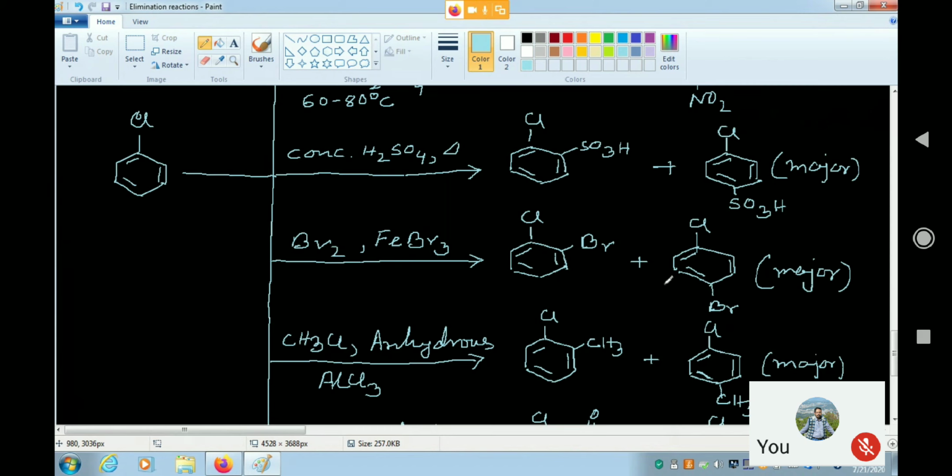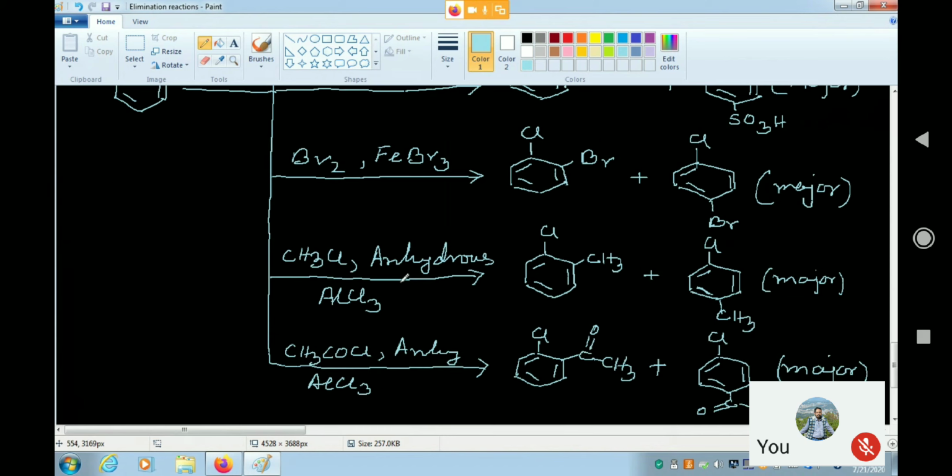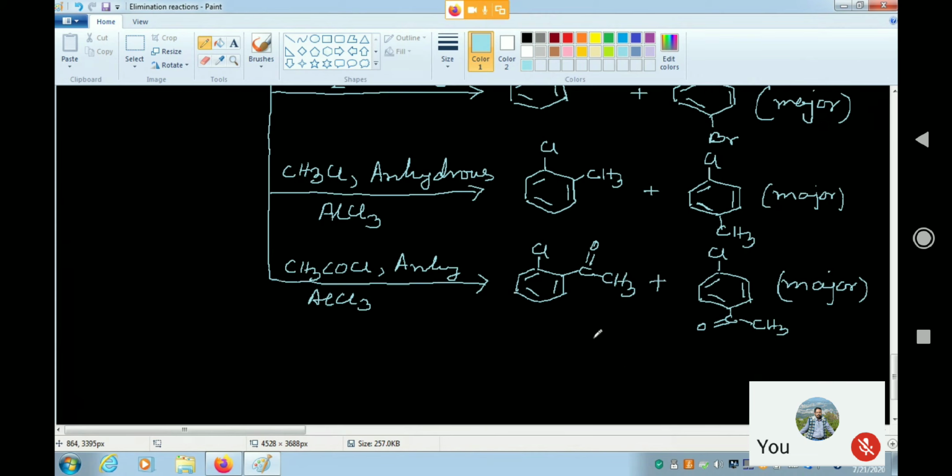Next, another electrophilic substitution reaction is the Friedel-Crafts alkylation reaction. So here the product is 2-chloromethylbenzene or toluene and 4-chloromethylbenzene, where this para product is again the major product. And in this Friedel-Crafts acylation, the acyl group can join as electrophile at the ortho and para position, where the para product is major. That means 4-chloroacetophenone is the major product and 2-chloroacetophenone is the minor product.